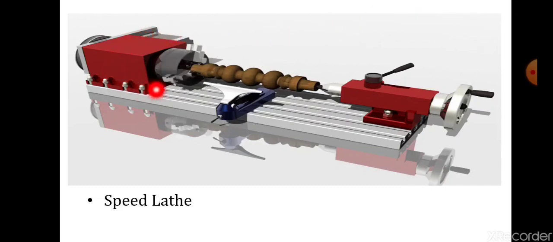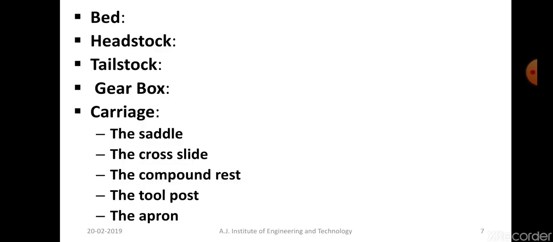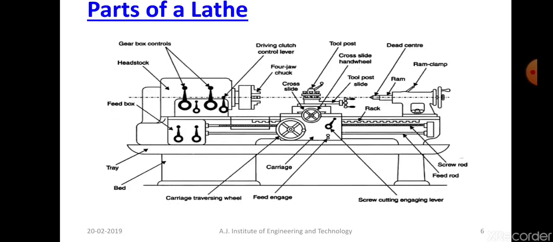Okay, so I will call this entire portion the headstock and this portion the tailstock. This is the tool and this is the workpiece. So we will go back into the sketch. Okay, so here I will try to explain the different parts of the lathe.